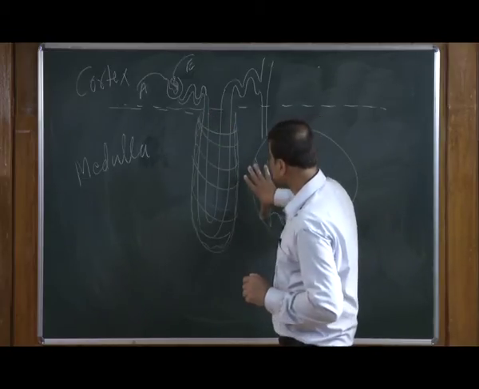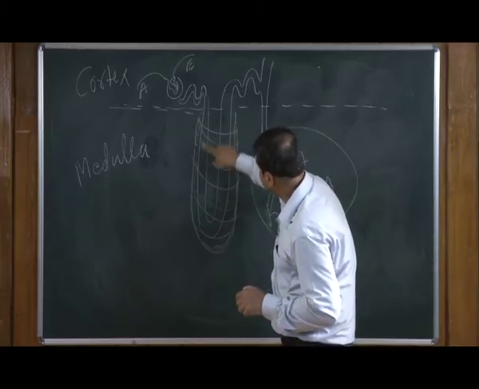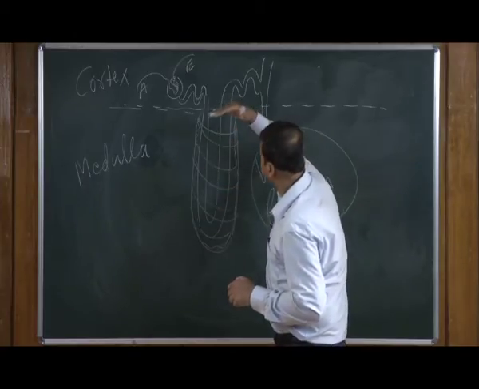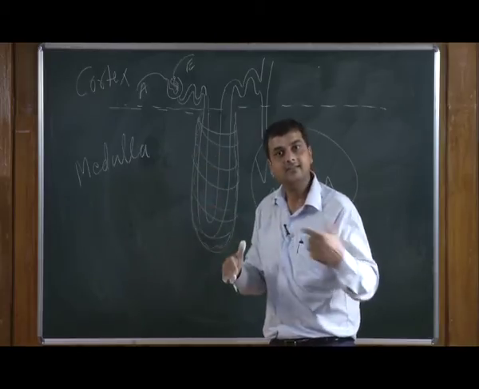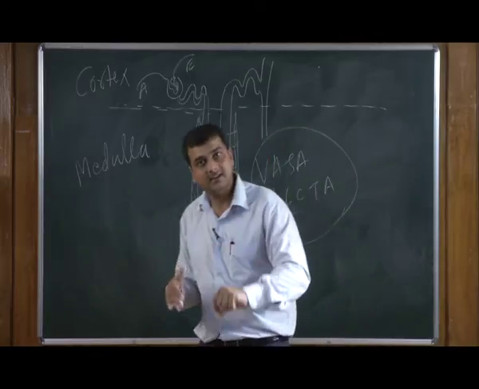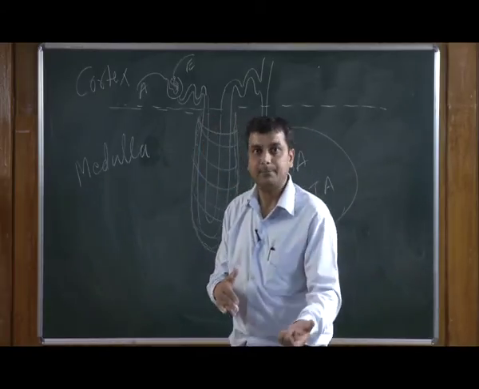Since this Vasa recta is associated with the Henle's loop, if the Henle's loop is absent, Vasa recta is absent. If Henle's loop is present, Vasa recta is present. This is the simple explanation.